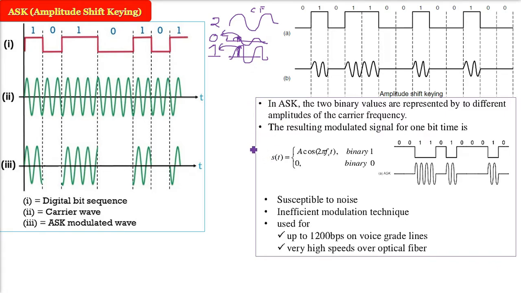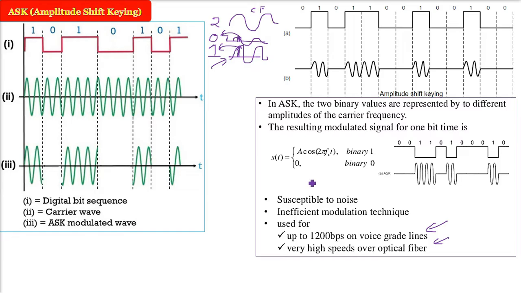The problem here is that ASK is quite susceptible to noise and people regard it as not a very efficient modulation technique. It is used for up to 1200 bits per second on voice grade lines, that is the telephone lines, and for very high speeds over optical fiber.